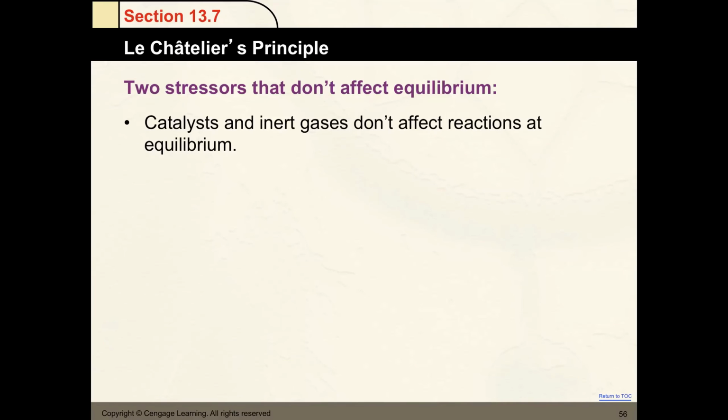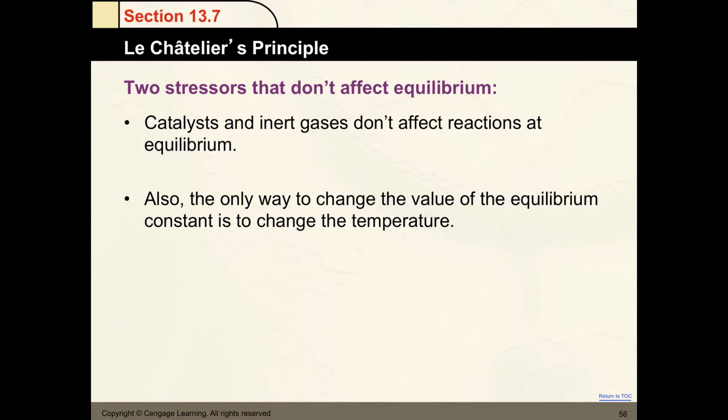I guess before we talk about temperature, we're going to talk about two stressors that don't affect it. So if you apply a catalyst to the reaction or an inert gas like a noble gas, these will not affect reactions at equilibrium. Catalysts will simply make the reaction go faster, as we know from the prior chapter, but it will not have an effect on causing it to shift more one way or the other. Also, just keep in mind the only way to change the value of the equilibrium constant, so K, is to change the temperature.